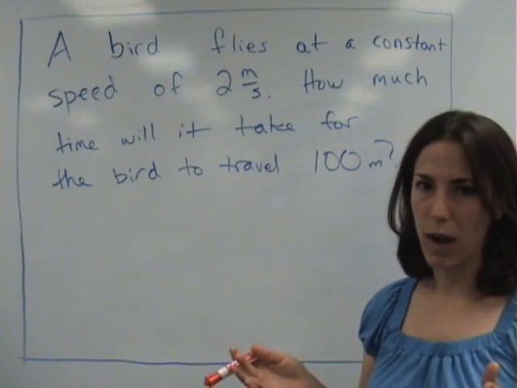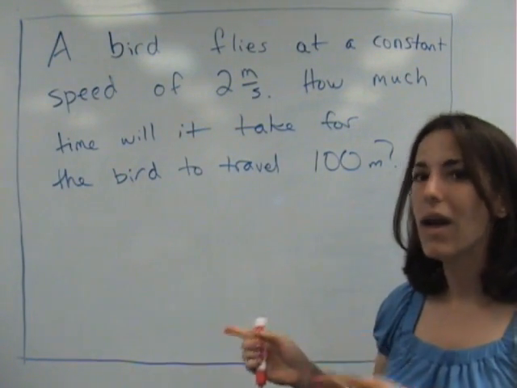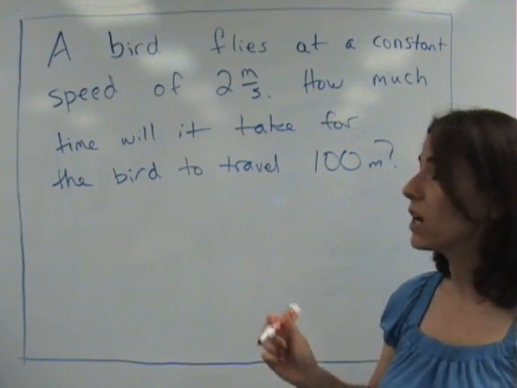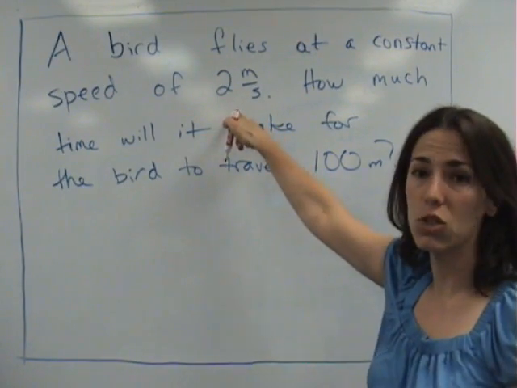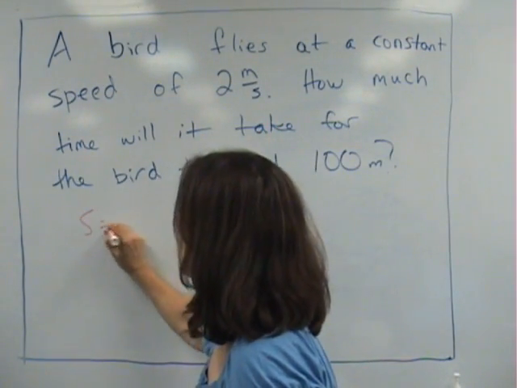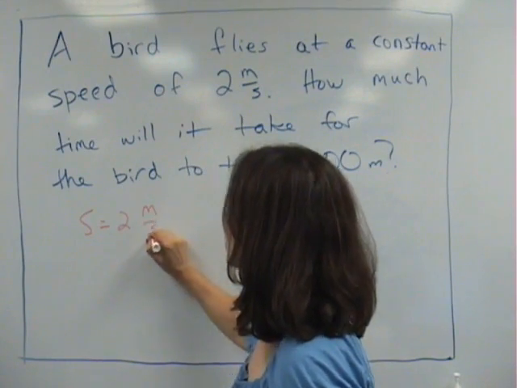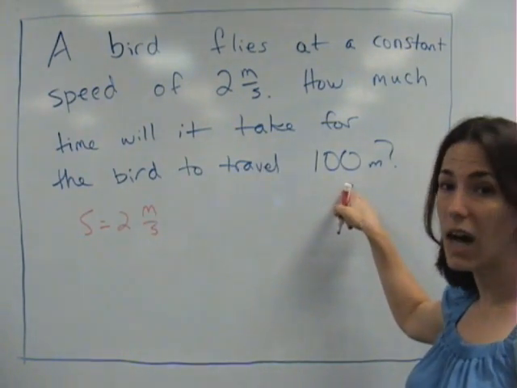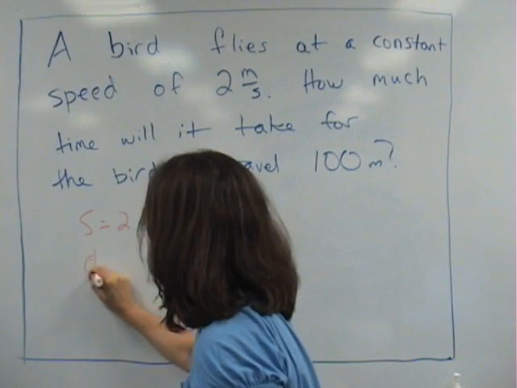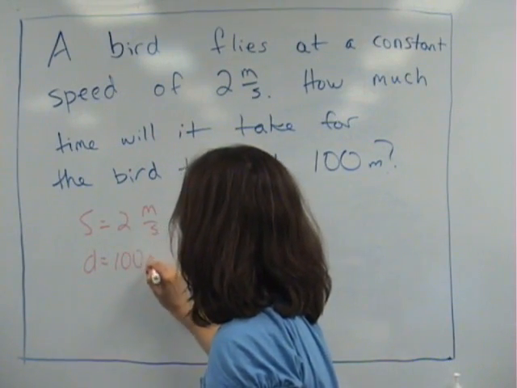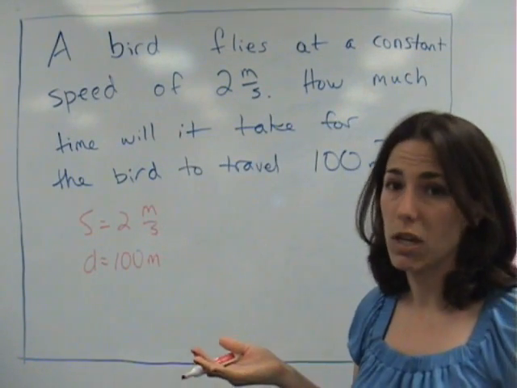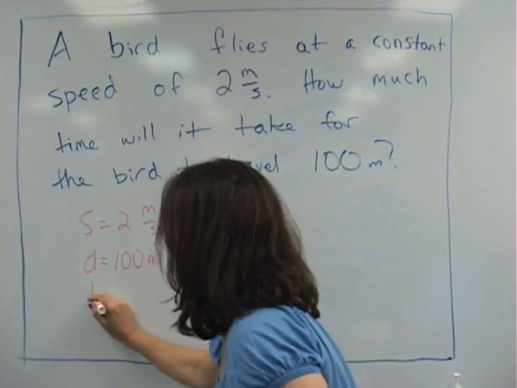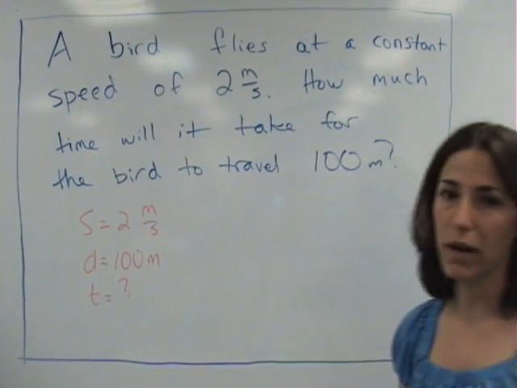So like any good physics problem, I want to write down what I know and write down what I'm looking for. To start things out, I know the speed is 2 meters per second. Let me jot that down. I know the distance is 100 meters, so I'm going to jot that down. And I'm going to write down the thing I'm looking for, which is time. So I'm writing t equals question mark.